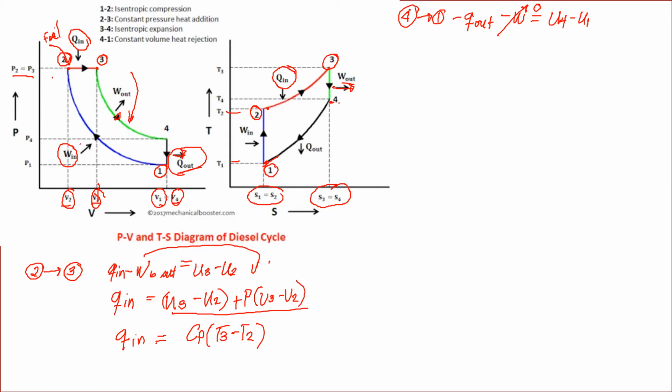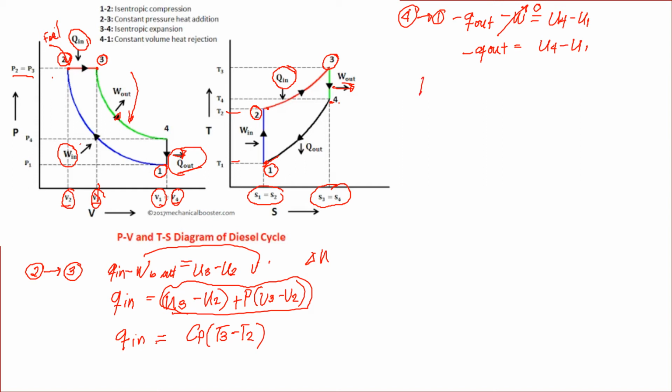Then, okay, therefore your Q out is equal to negative Q out is equal to U4 minus U1. Only the change of internal energy, okay? Because on the flip side, if we take a look at this one, this is the change of enthalpy if we have a change of volume. But if we do not change the volume, we have only a change of internal energy. Okay, see the difference in that.